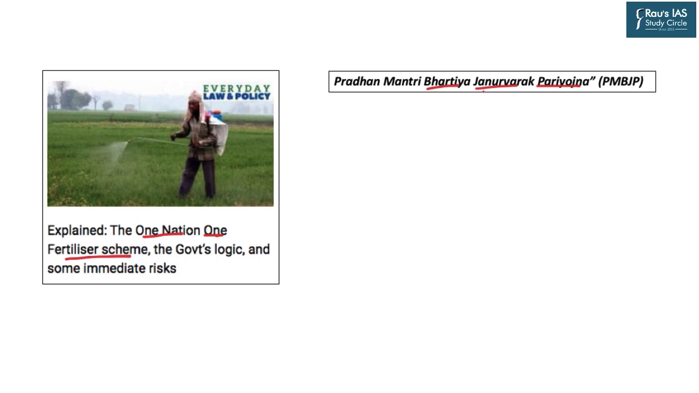See, the way it will work out, all companies will be allowed to display their name, their brand, their logo, and all other relevant information only on 1/3 of the space on their bags. On the remaining 2/3, the Bharat brand and the Pradhan Mantri Bharatiya Janurvarak Pariyojana's logo must be shown.